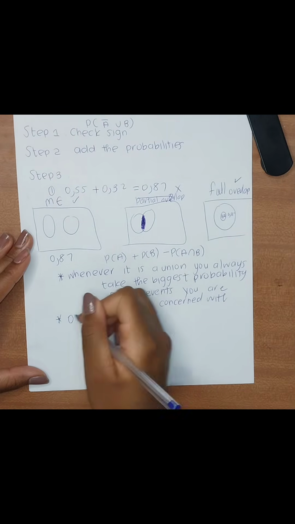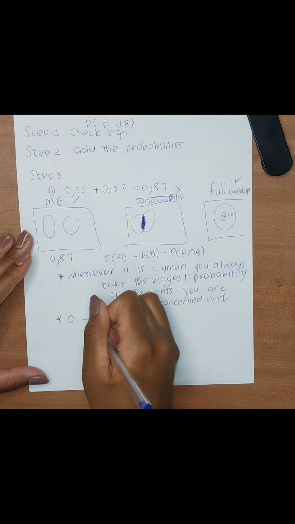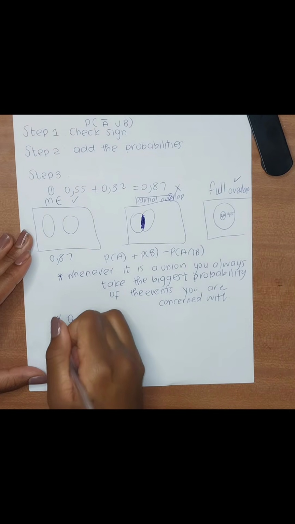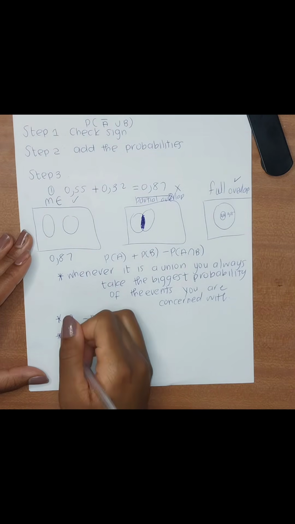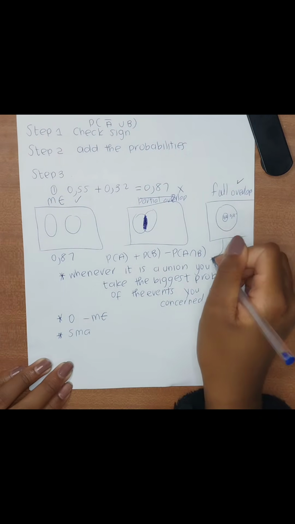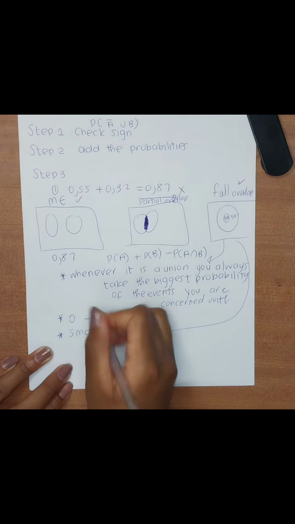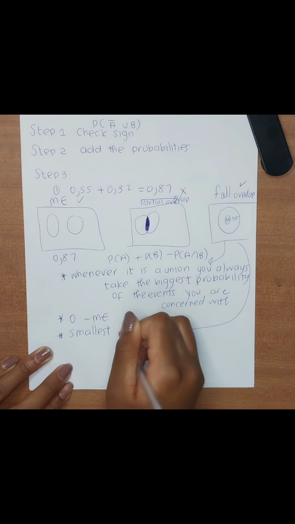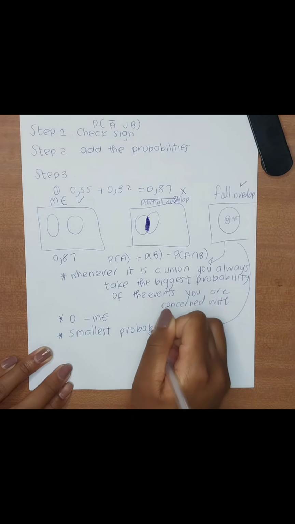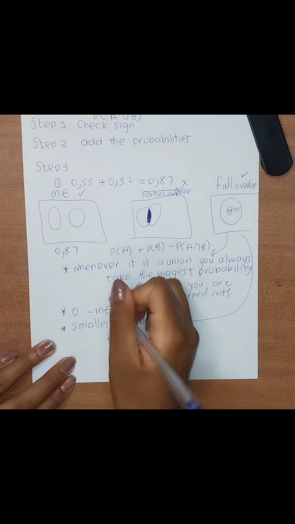So another thing to take note of is that you have a 0 for the mutually exclusive, as well as the smallest probability. So this is for this, right? And this is for this. Smallest probability for AND, right? This is for AND.